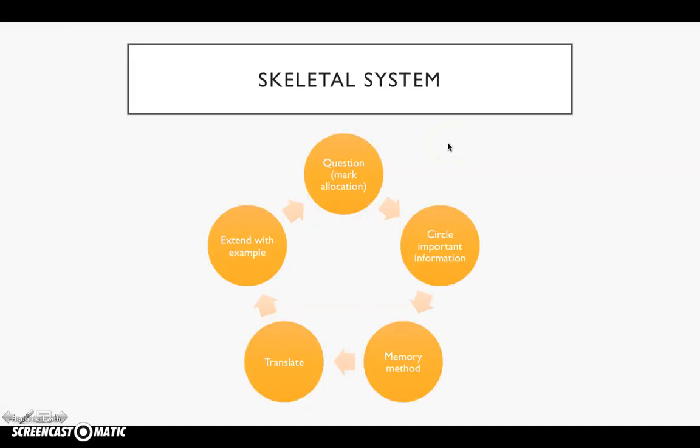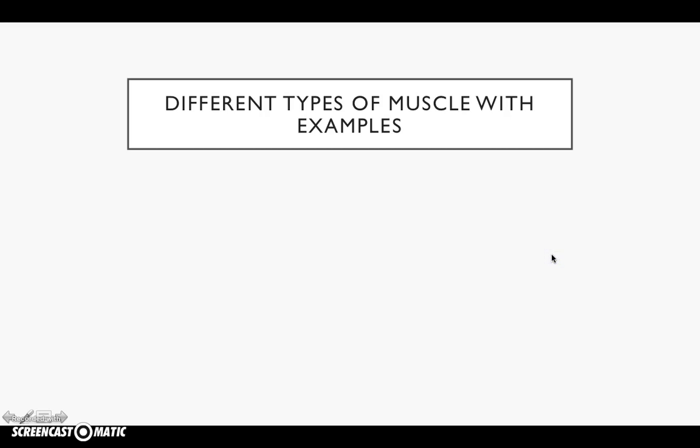Again, this whole mark allocation still applies. So you look at the question, circle important information. We're going to be going through this today. Get the memory method, translate the memory method, extend with an example, which we will be going through with one of the answers today. So first of all, different types of muscles with examples.